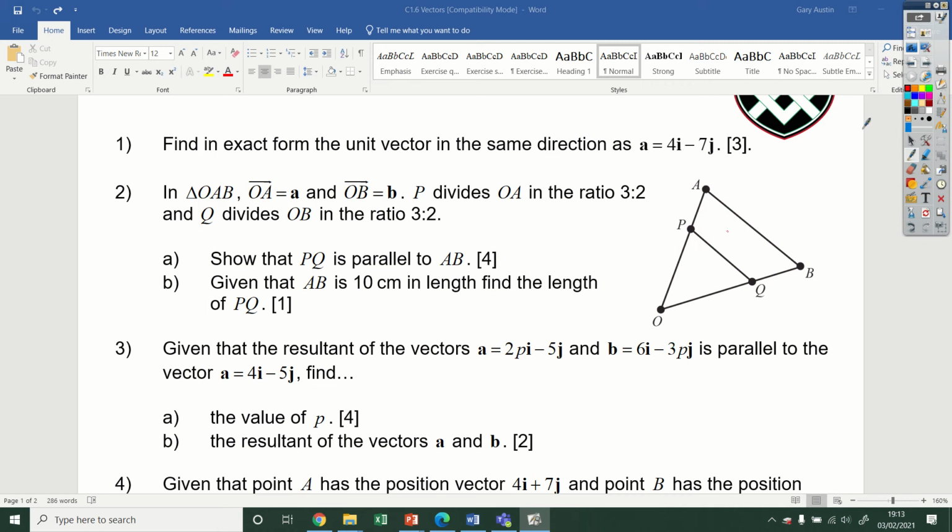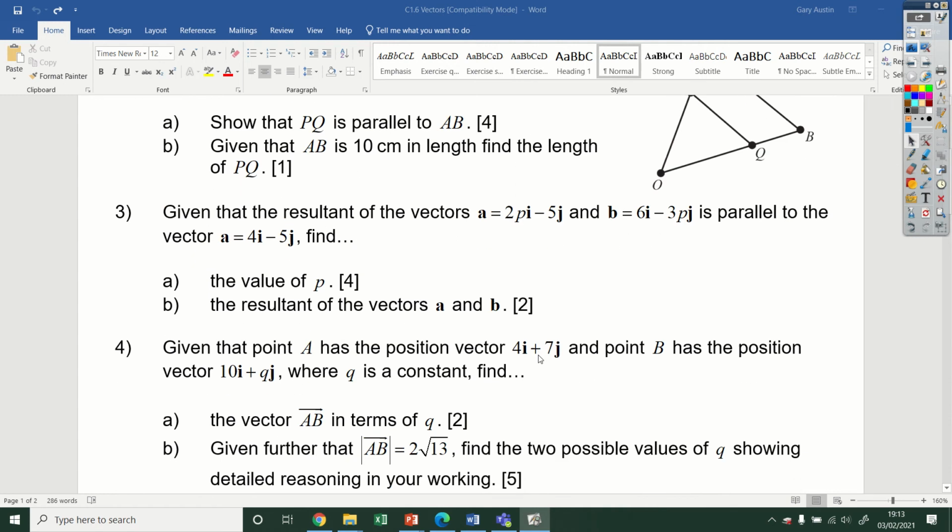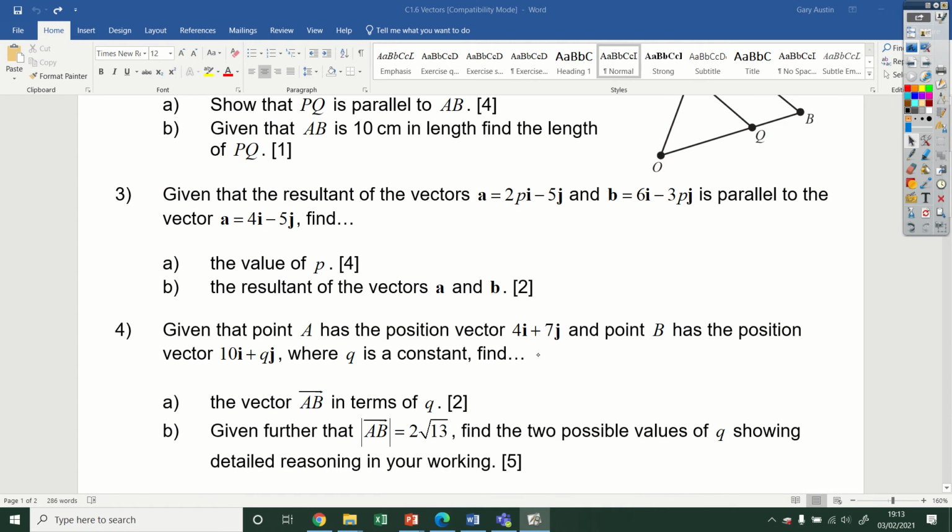Okay, moving on. Question 3. Given that the resultant of the vectors A and B, where A is 2pi minus 5j and B is 6i minus 3pj, given that the resultant of these is parallel to the vector 4i minus 5j, we want to find p first of all, and then what this resultant of the vectors A and B is.